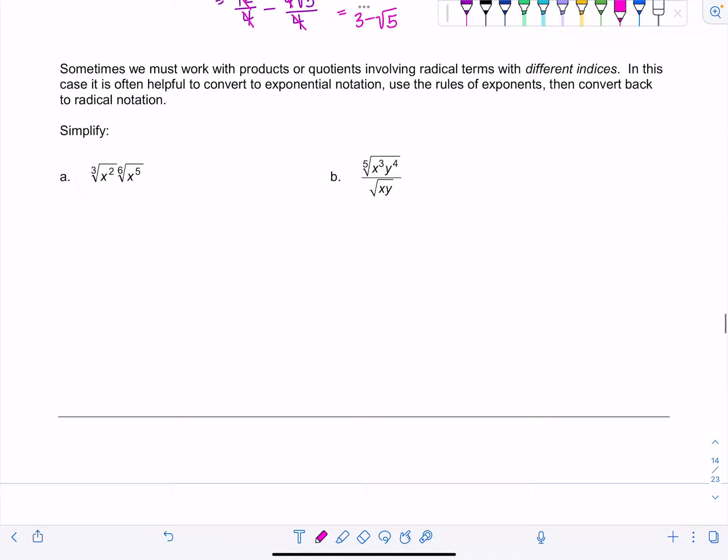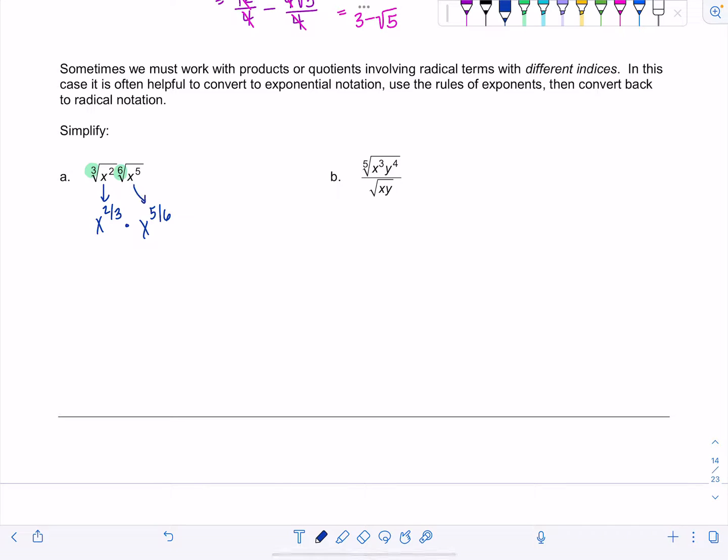Okay. So here we have cube root of x squared times 6th root of x to the 5th. So we can't combine them as is because notice the indices are not the same. So what I'm going to do is rewrite it. Instead of cube root of x squared, that's the same as x to the 2/3, which we went over in previous videos, times 6th root of x to the 5th, that's x to the 5/6.